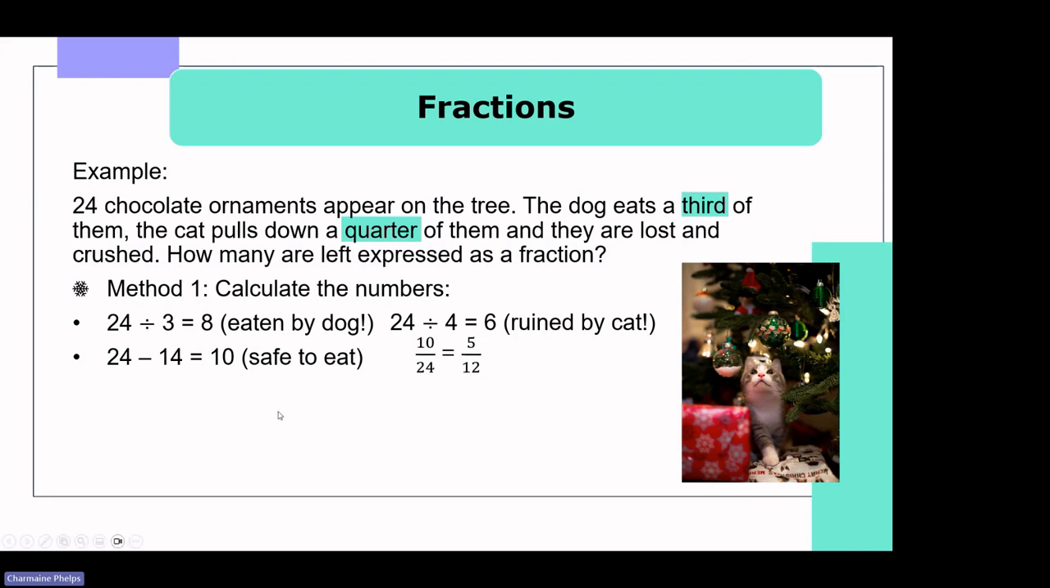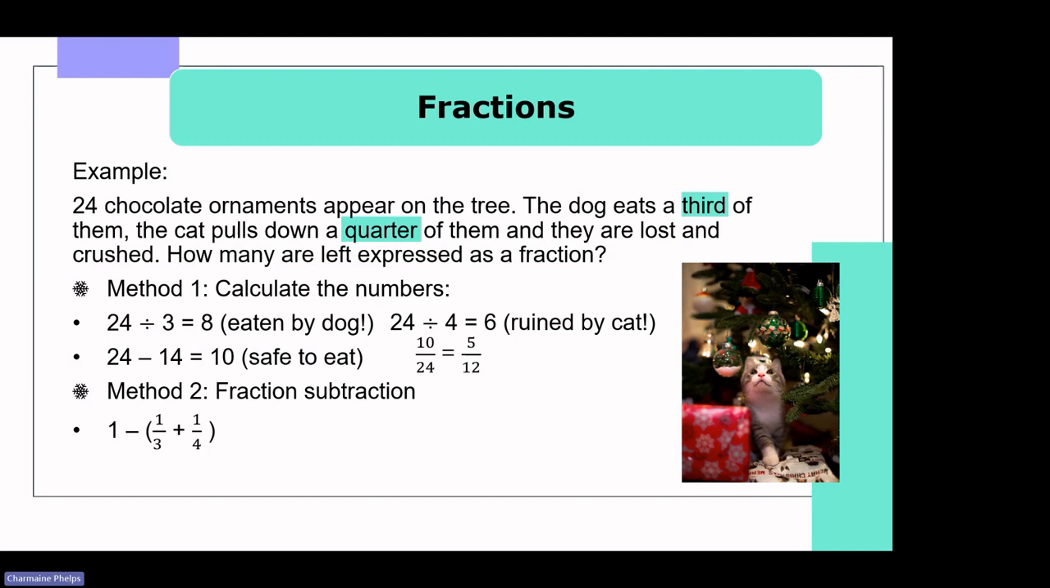Our next method is we're going to do a fraction subtraction. And I think whoever put in the chat the 7/12, what they gave me was the correct answer for how many got ruined. Because if we look at our fraction subtraction, ultimately, the 24 chocolate ornaments is 1. That's our whole, okay?